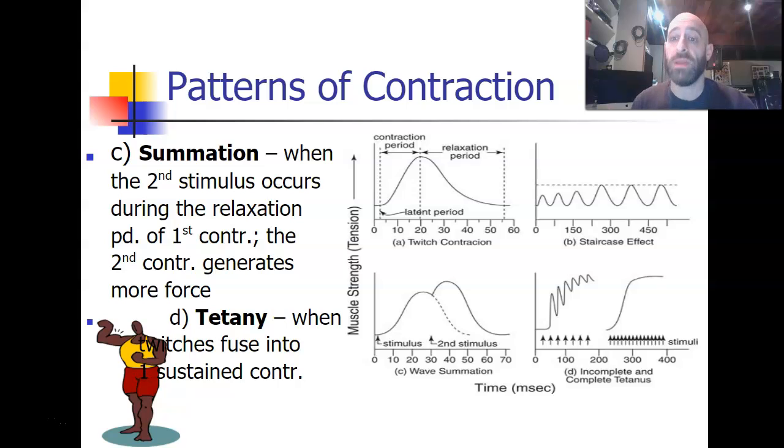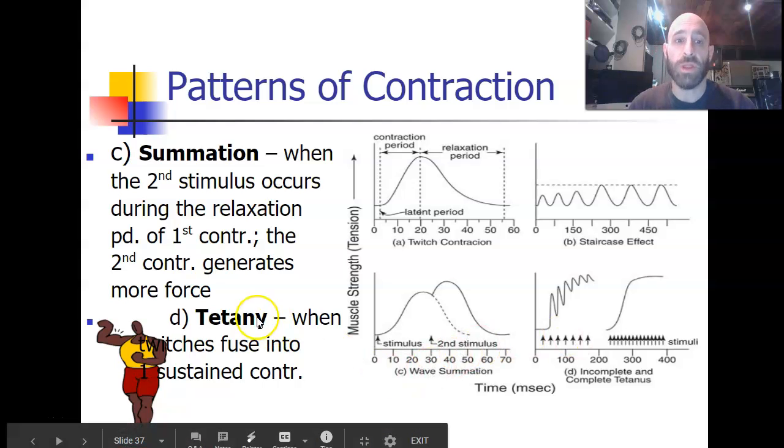And tetany is when it sustains a contraction. So it's a sustained muscle contraction. And that would be considered what we think of when we think of normal muscle function. You're not normally sitting there throwing a ball, right? You do that sometimes. You pick something up, you put it down. But if you're holding something, that is an example of tetany. So it's when the twitches fuse together into one sustained contraction.